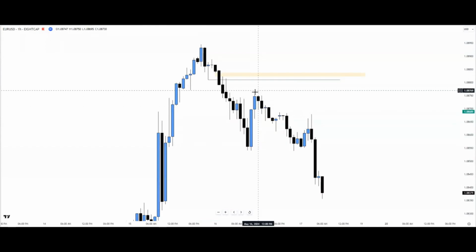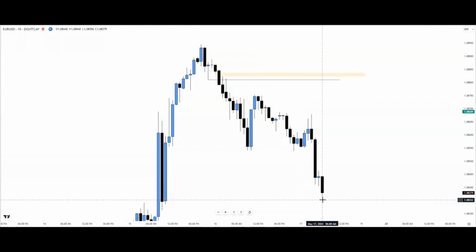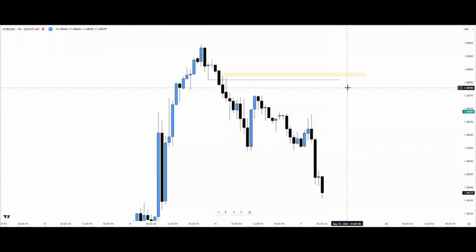But we can see how price retraced a little and sold off aggressively without reaching into this deeper premium. So based on the strategy, we want to see price come back all the way into this particular deeper premium and sell off aggressively. So let's see what price does.